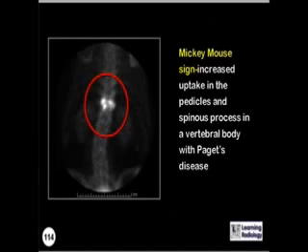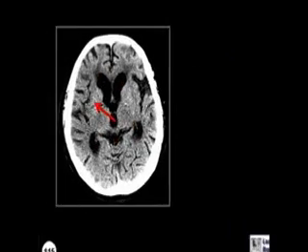This is the Mickey Mouse sign, which is increased radiotracer uptake on a bone scan in the pedicles and spinous process in a vertebral body with Paget's disease. What is the name given to this sign?